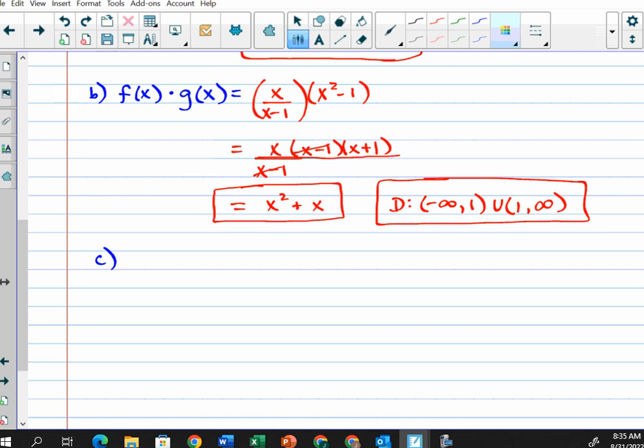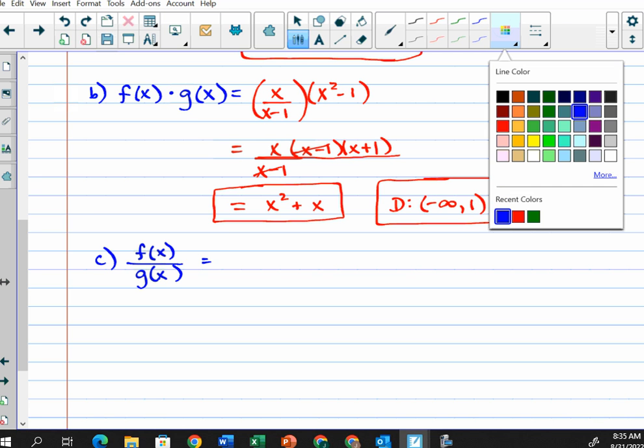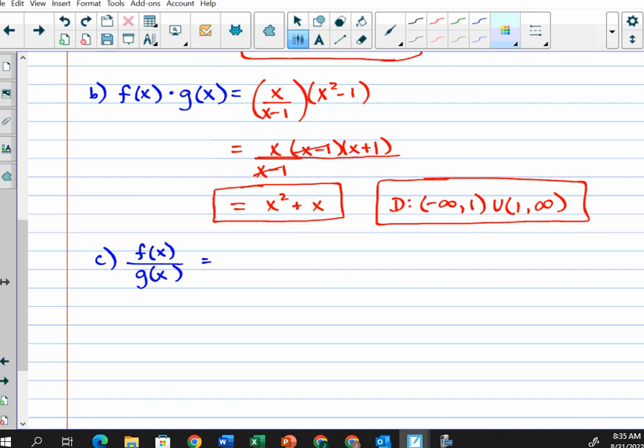Okay, one more with these functions. We'll do division. F of x divided by g of x. You guys try this one. We'll see how your algebraic skills are with fractions.